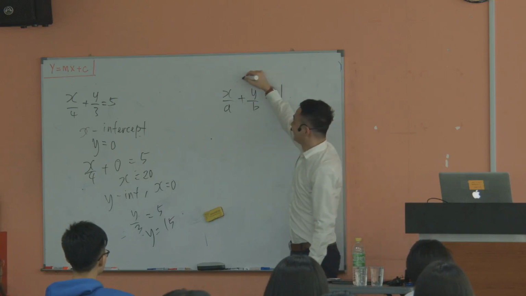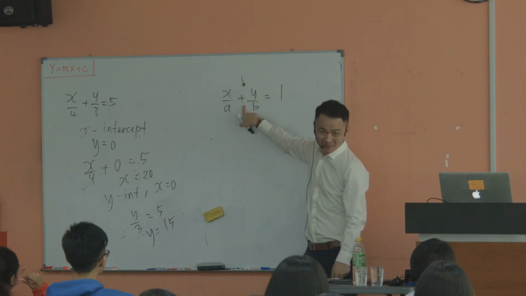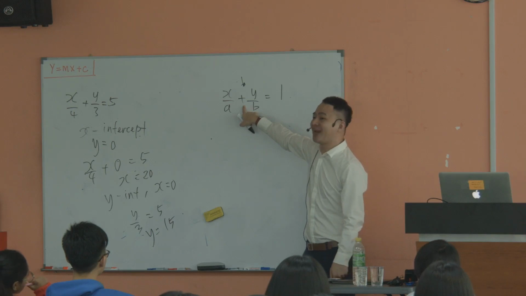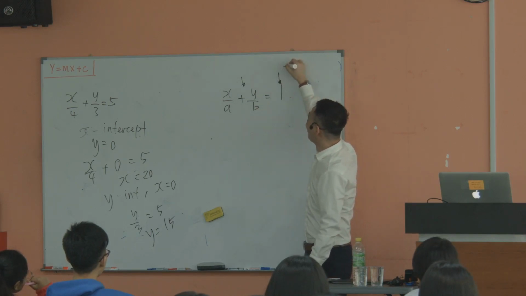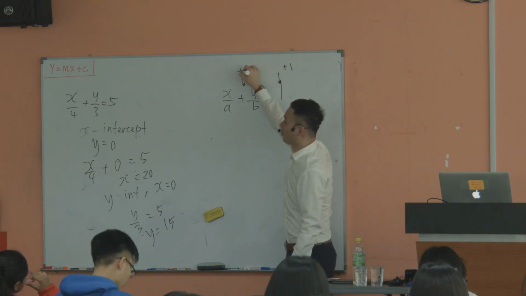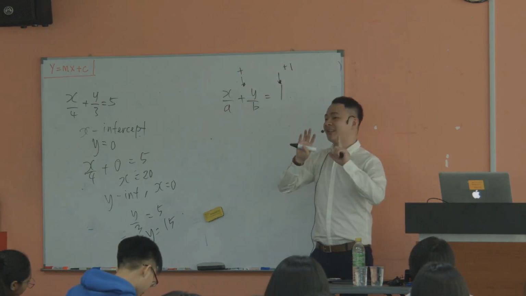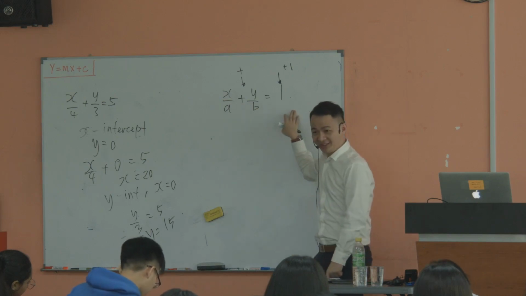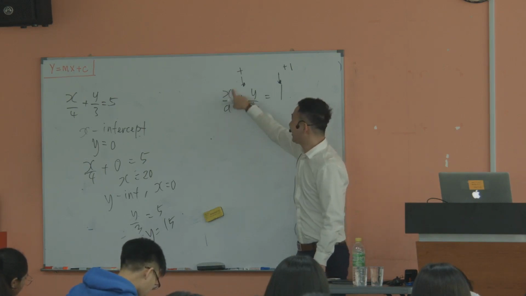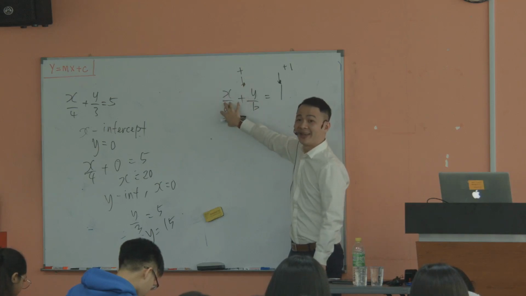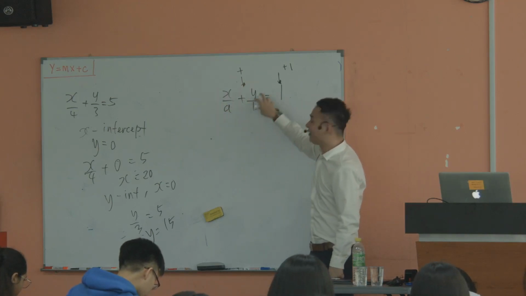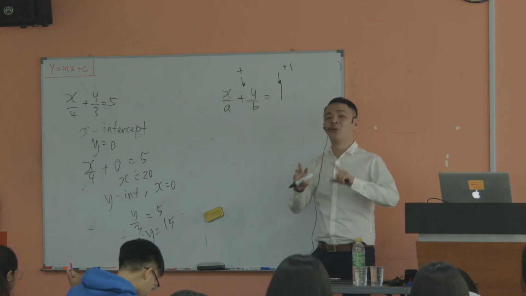First, this symbol must always be plus. If this symbol is minus, you need to change it to plus. Second, this one must always be positive 1. Okay, if these 2 conditions are fulfilled, then a will be the x-intercept. The value below the x will be the x-intercept. The b over here, the value below the y, will be the y-intercept.